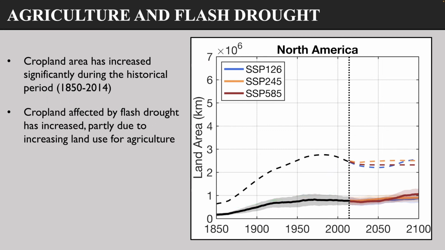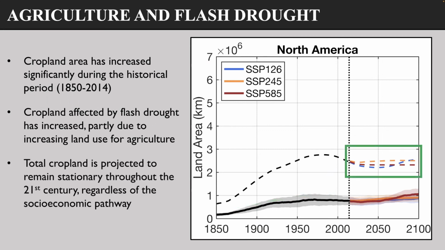As we look at the historical period, we can actually see that the total cropland is projected to remain relatively stationary throughout the 21st century, and this is regardless of the pathway. Some pathways, like the 245, show the most agricultural land use, with other ones like the SSP 585 actually showing the least by the end of the 21st century. But what this is showing here is the total land area.